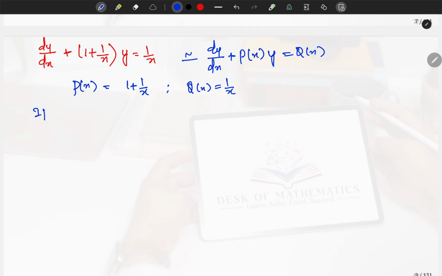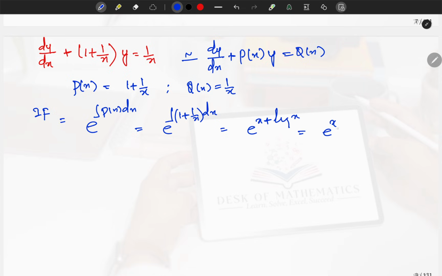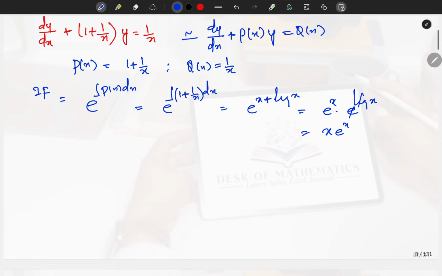So what is the integrating factor? That is e integral of p of x dx. So that is e integral of 1 plus 1 by x dx, isn't it? So what will you do? So that is equal to e raised to power integral of 1 plus 1 by x dx, that is x plus log of x. Okay, so that is e raised to power x into e raised to power log of x. So e and log will go, so x e raised to power x is the integrating factor.